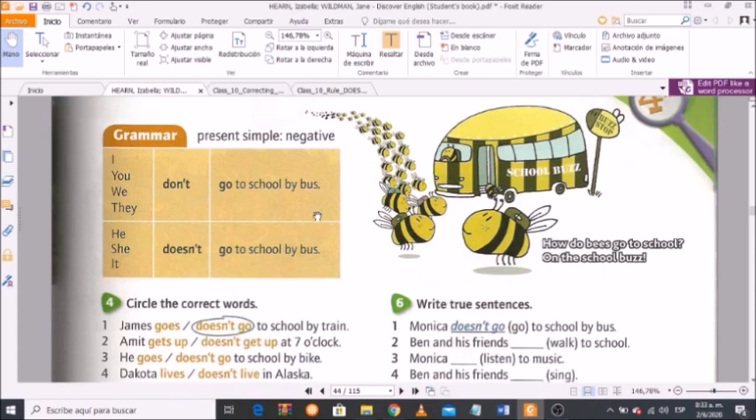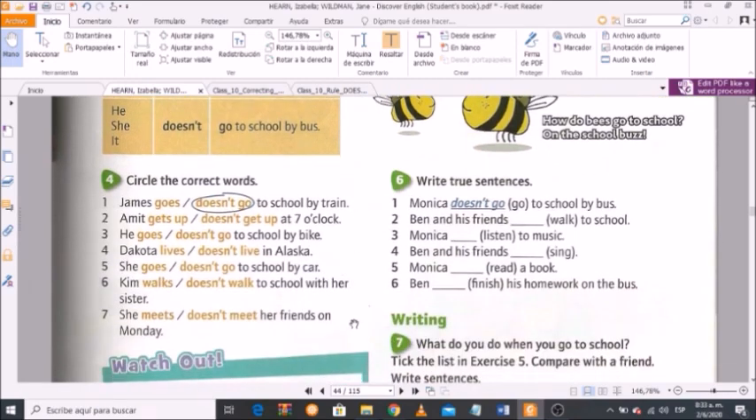Okay? And with he, she, or it, we are going to use the word doesn't. Okay? So, he doesn't go to school by bus, or she, or it, doesn't go to school by bus. Okay? Y recuerden, muy importante, que cuando negamos una oración usando doesn't, nuestro verbo no debe agregar ni s ni es. ¿Ok? El verbo vuelve a estar en infinitivo, en su forma original. He doesn't go to school.